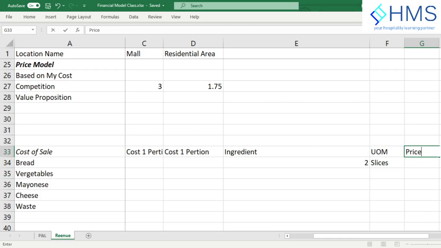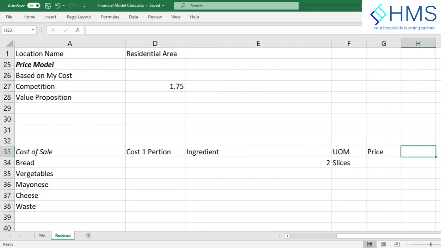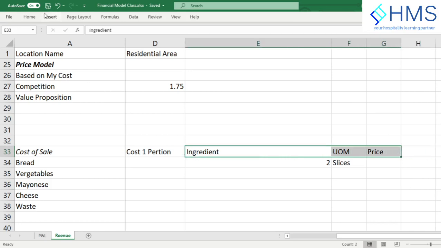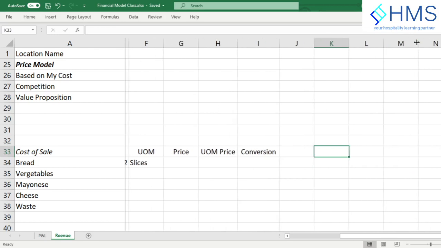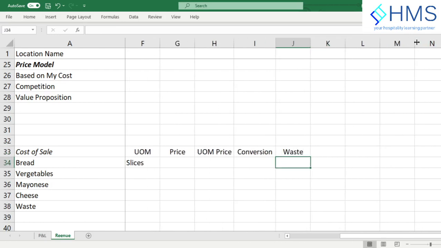Now, unit price can be a different measurement than the ingredient that you are going to use. So we are going to deal with it by having a unit of measurement for the price as well, and then a conversion factor, right? Because you need a conversion factor, and then also maybe a waste factor here when you are using it. Maybe you will have some waste while you are making the process.